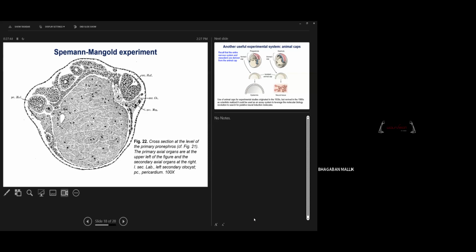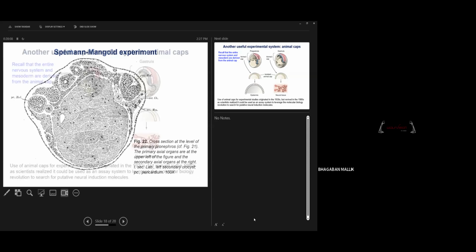So what she did was take this organizer from another gastrula and put it here, and they developed into a twin embryo. This is the reason: there are certain things present in the dorsal blastopore lip that initiate the entire axis formation, the entire formation of the embryo. So what are those things? I'll be talking about that in the coming slides.